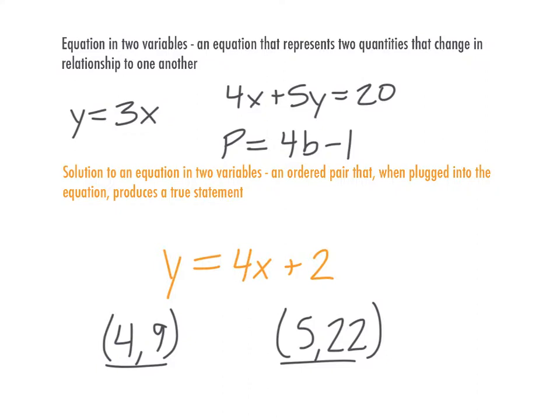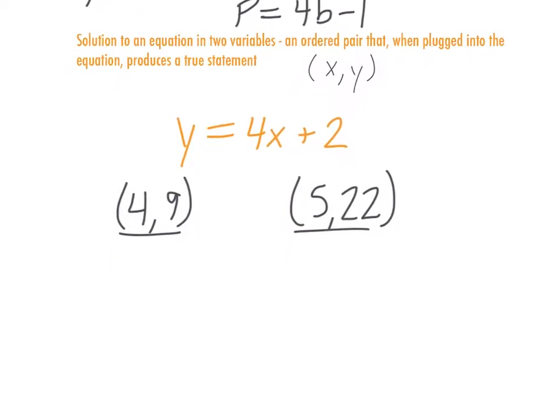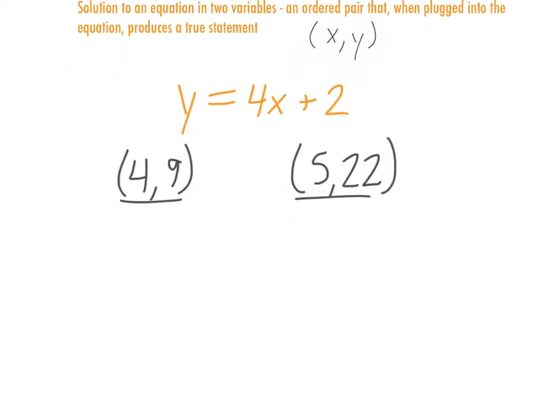Now let's talk about a solution. Okay, so a solution to an equation in two variables is really an ordered pair. Okay, so ordered pair, that's key because we talk about ordered pairs in terms of x and y, that, when you plug it into the equation, produces a true statement. Okay, so what we're going to do here is test some ordered pairs on this equation to see if these ordered pairs are solutions.